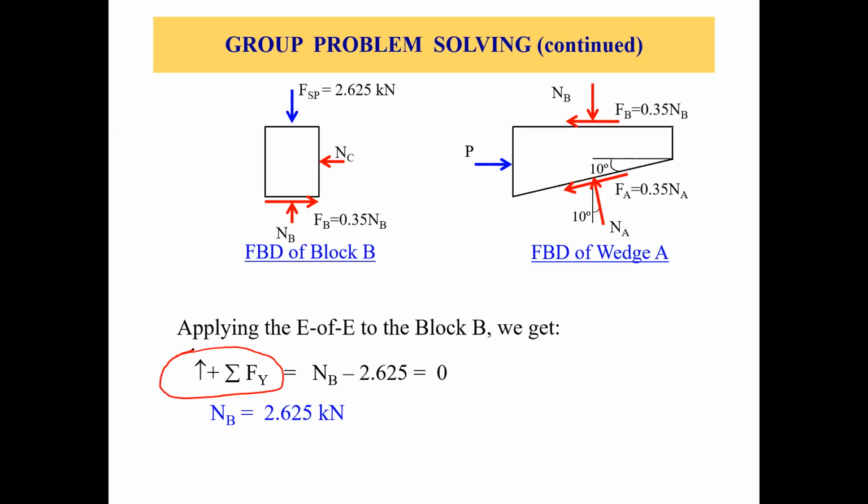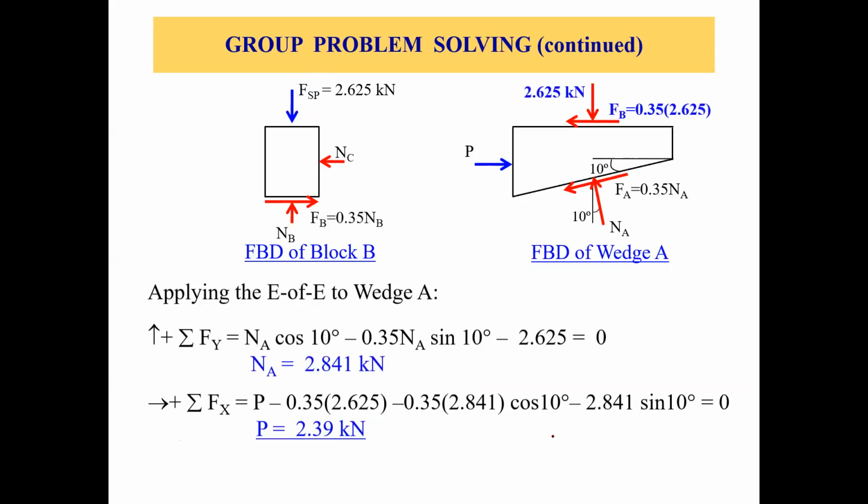Now, how many forces do we have in y direction? So we have this spring force, and we have this N sub B, right? So we'll have NB minus 2.625 equals 0. So from here, we can just straight away find out what is N sub B. So NB equals 2.625 kilonewtons, acting upwards, so it's positive. Okay, so that's what we wanted to find from this.